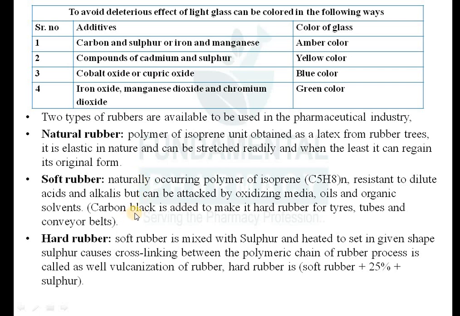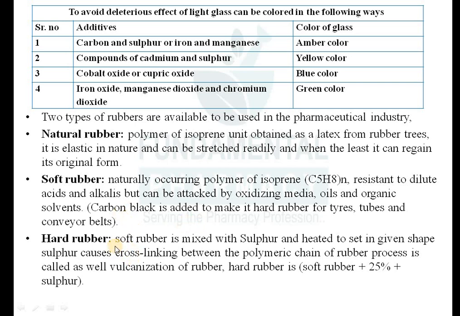So you have to mold, you have to add additives, you have to make it in a different form, that is hard rubber. So carbon black is added to make it hard. The tire industry, the conveyor belt, how do they make it? They formulate the rubber such that they add carbon black to the soft rubber and make it tough.